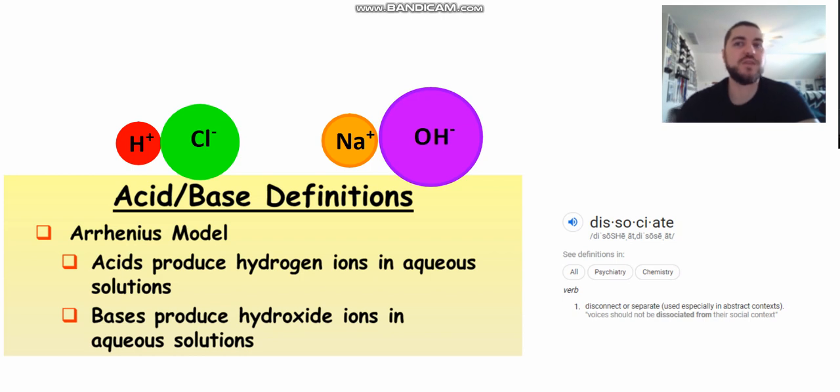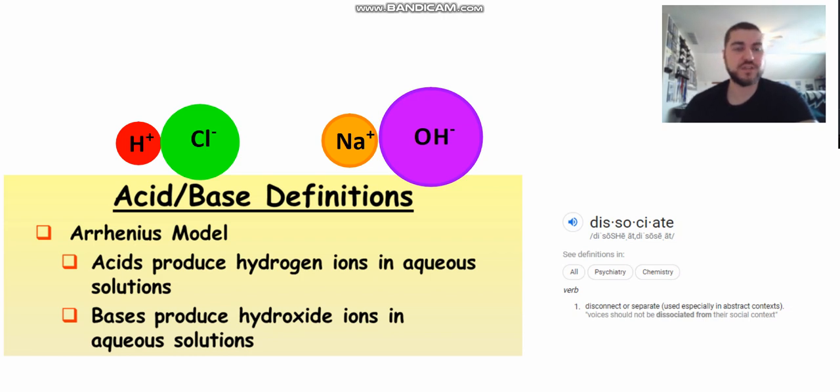Now you'll notice in the formal definition that you don't see "when you put it in water." In the definition it's a little bit more fancy. It says, the formal definition, acids produce hydrogen ions in aqueous solution. Again, we're talking about them being placed in water, interacting with water molecules.